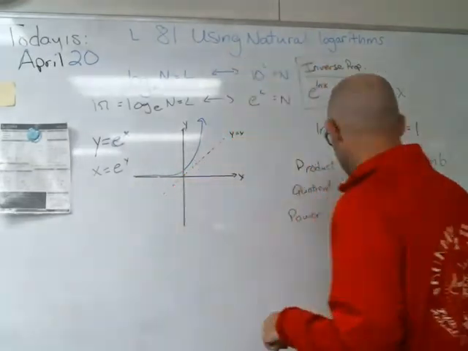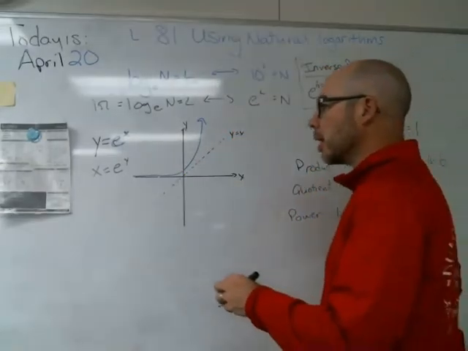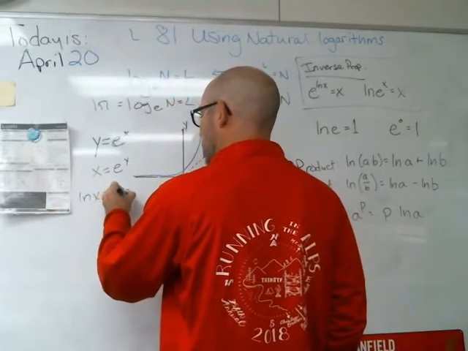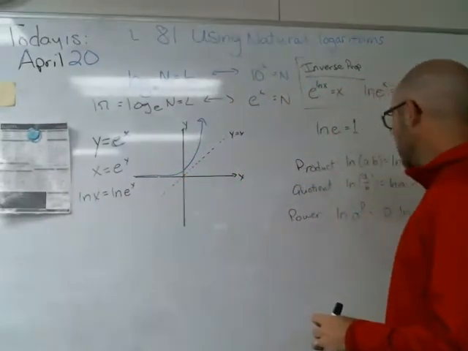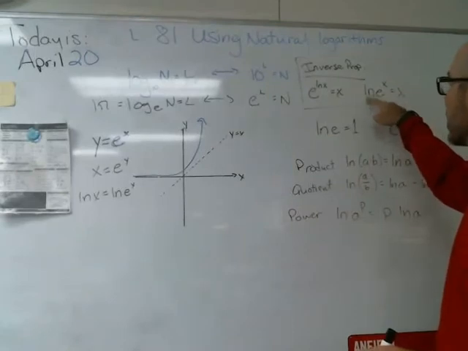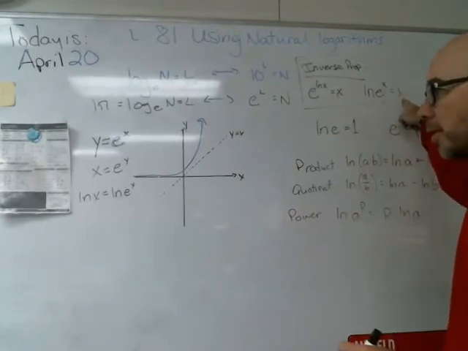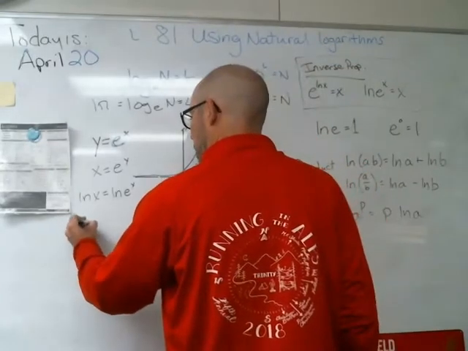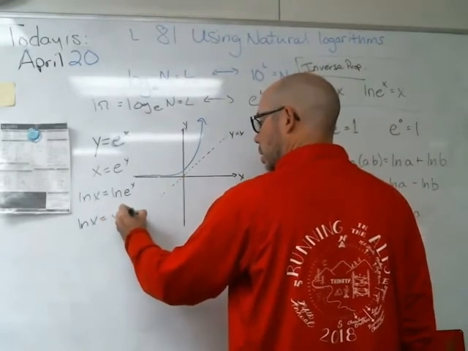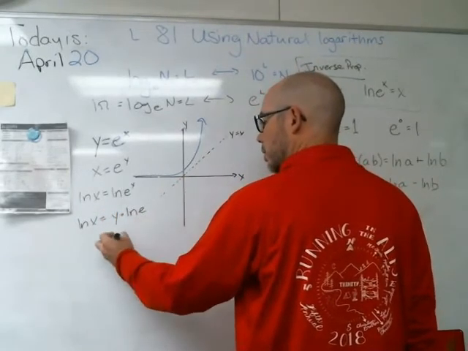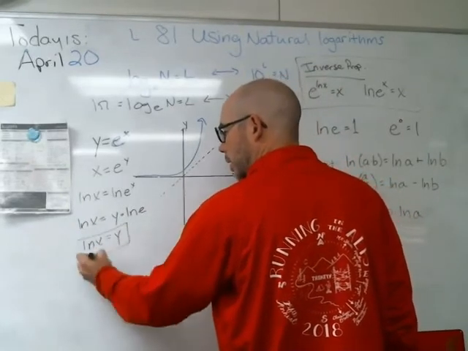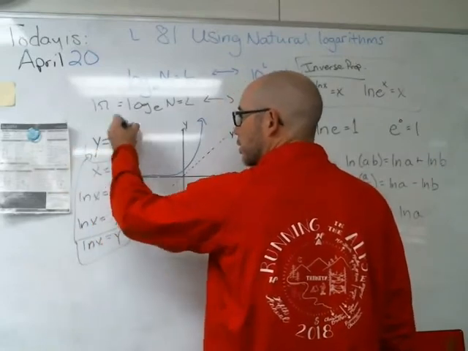So I'm going to use the power rule. I'm going to take the natural logarithm of both sides. So it means ln x will equal ln e to the y. Got both of these rules here, the power rule, and this rule, which says that ln e to the whatever equals the whatever. So I got ln x equals, or I can use the power rule, y times ln of e. Ln of e is 1. So this side is just y, and I've got ln x. That is the inverse of this right here.